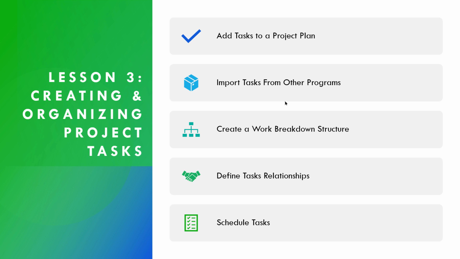After we get our task list together, we'll create a work breakdown structure, also known as WBS, where we will organize our tasks in a hierarchical order. We'll define the relationships between tasks and talk about what that means. And we'll end this lesson by scheduling our tasks.